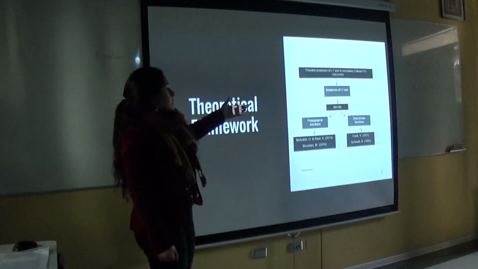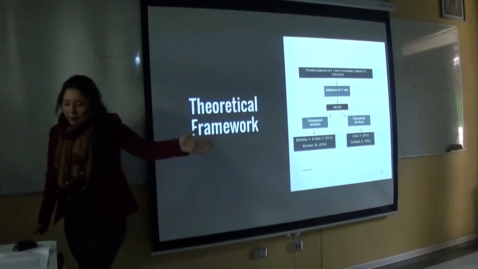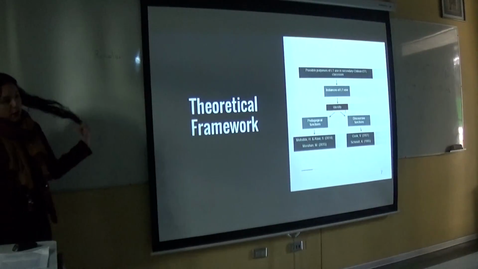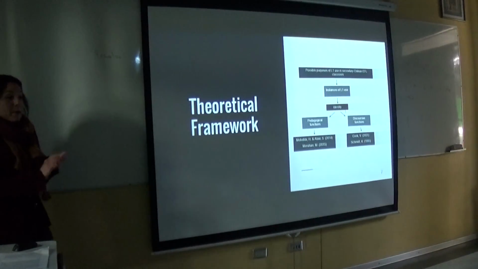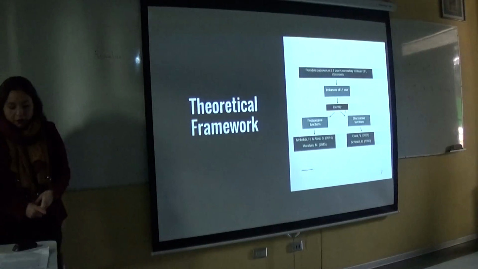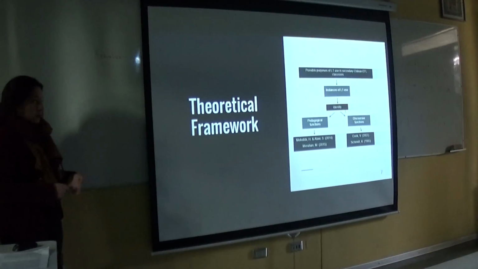On the other hand, discursive function will be defined according to Vivian Cook as how the teacher conveys the new meanings of the second language to the learner.